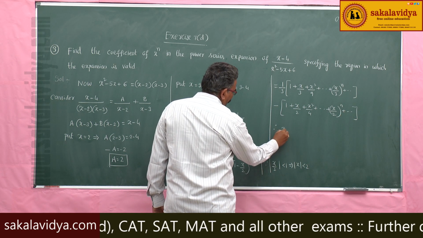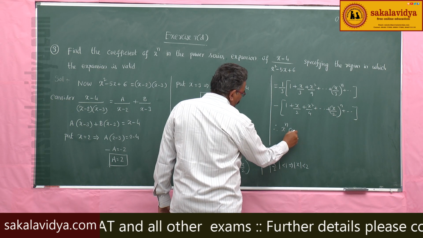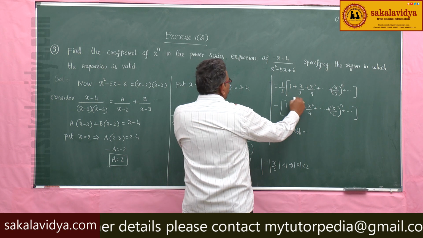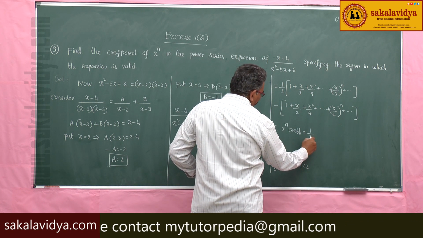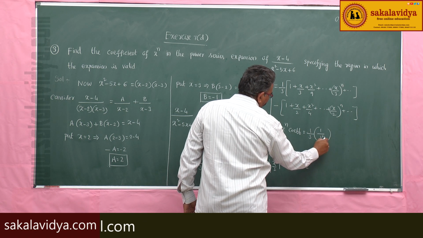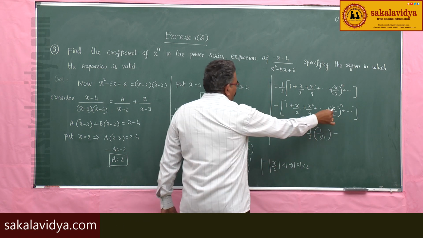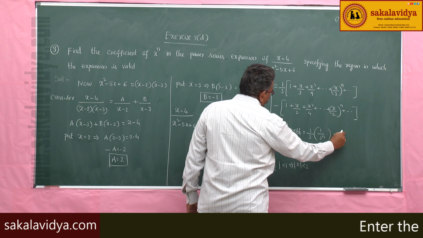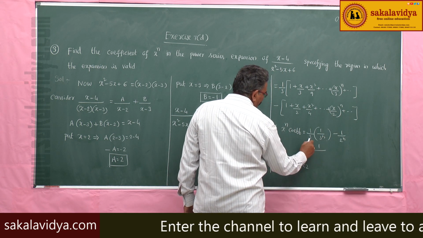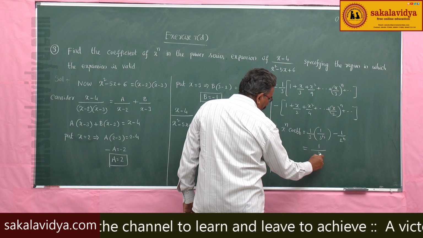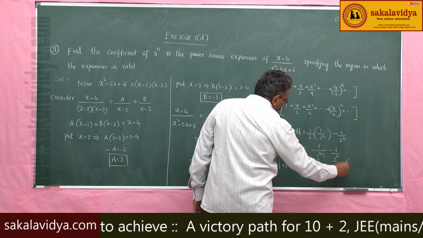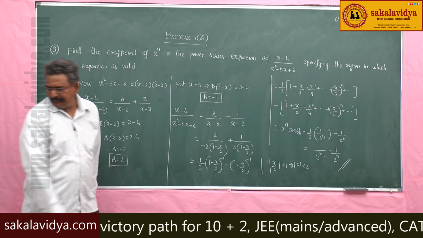Therefore, x to the power of n coefficient is equal to, that is required, x to the power of n coefficient of this one, 1 by 3 multiplied by, that is 1 by 3 power n, and minus x to the power of n coefficient of this expansion, that is 1 by 2 power n. So this is equal to 1 by 3 into 3 power n, means 1 by 3 power n plus 1, minus 1 by 2 power n. Hence, it has been solved.